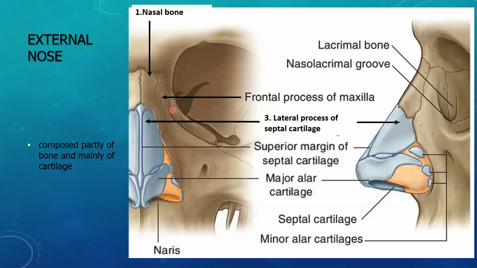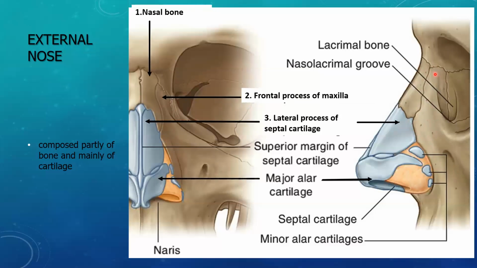On the side, it is formed by the maxilla. This is going towards the frontal bone, so this is known as the frontal process of maxilla. Can you see this bone? This is your cheekbone, known as the maxilla. It is going upwards toward the frontal bone. So this bone forms part of the root of the nose, and is known as the frontal process of maxilla.